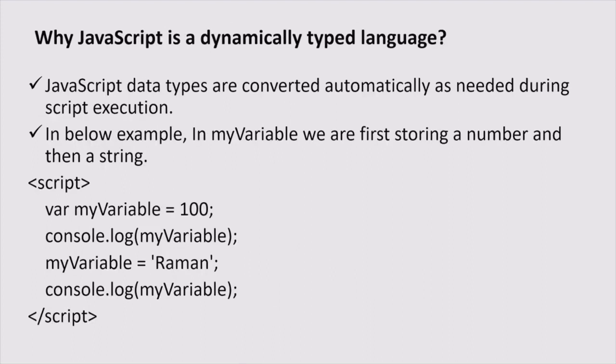Why is JavaScript a dynamically typed language? JavaScript data types are converted automatically as needed during script execution. In the below example, in myvariable, we are first storing a number and then a string. So in this example, in myvariable I have assigned the value 100, so it returns 100. 100 is a number, so it returns a number value. Now in myvariable I am assigning Raman, which is a string. So now myvariable returns Raman as an output.